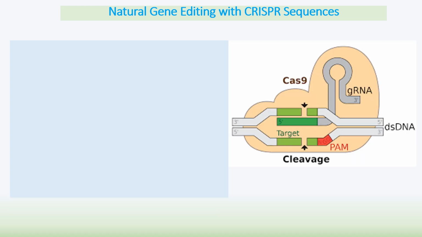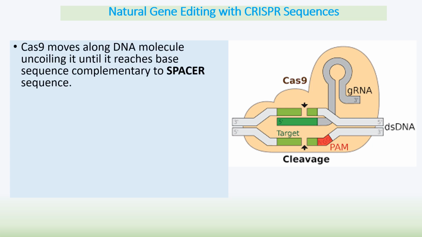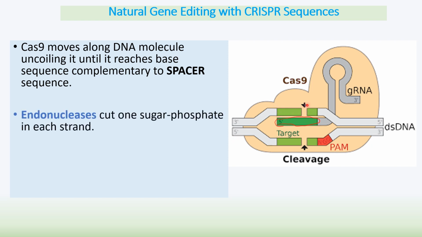So how does natural gene editing work then effectively? Well, the Cas9 then moves along the DNA molecule, uncoiling until it reaches the base sequence complementary to its spacer. So there is the spacer, and here is the complementary bit here. Once it gets there, an endonuclease cuts one sugar phosphate in each of the strands. So you can see we've got a cut here and a cut here, opening up the DNA at that point.